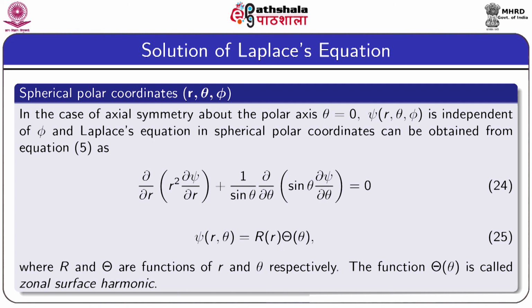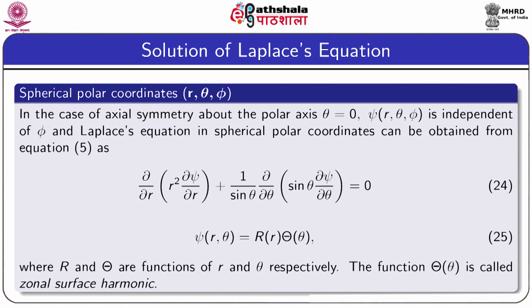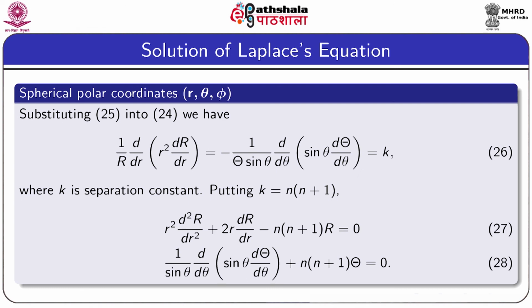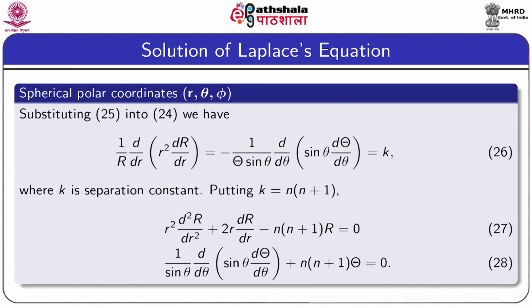Again we are using the method of separation of variables to find the solution of this equation. So, we assume psi as a product of functions R and theta, where capital R and capital theta are functions of r and theta respectively, and the function theta is called the zonal surface harmonic. If we substitute 24 into 23, we get the equation. We can separate the expressions for capital R and capital theta, which is written in 25. Let k be the separation constant, and we substitute the value of k as n into n plus 1. Then we get the equation for capital R, which is written in equation number 26, and the equation for capital theta, which is written in equation number 27.